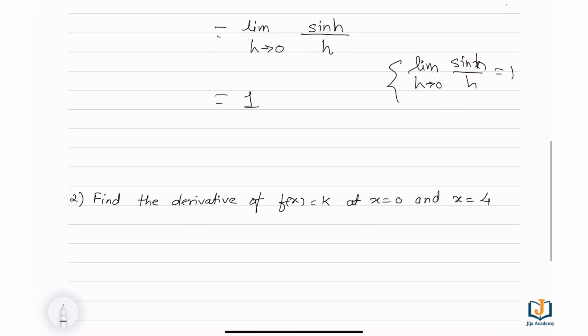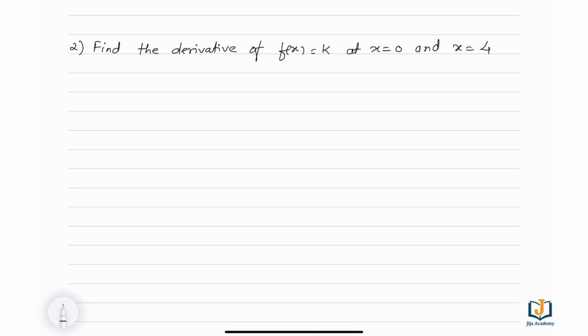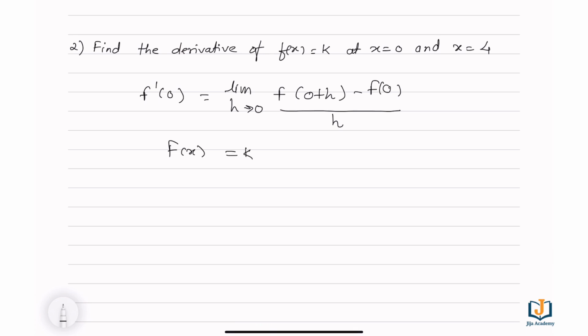Moving to the next problem. The next problem is to find the derivative of f of x is equal to k at x is equal to 0 and x is equal to 4. So here f dash of 0 is equal to limit h tends to 0 of f of 0 plus h minus f of 0 divided by h. Since f of x is equal to k, f dash of 0 is equal to k minus k upon h, which is 0 upon h, which is equal to 0.